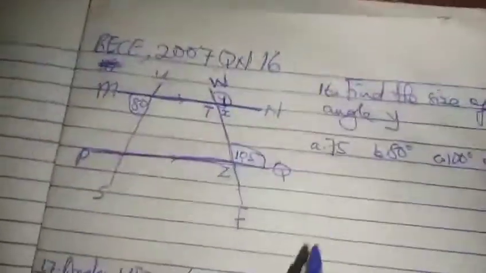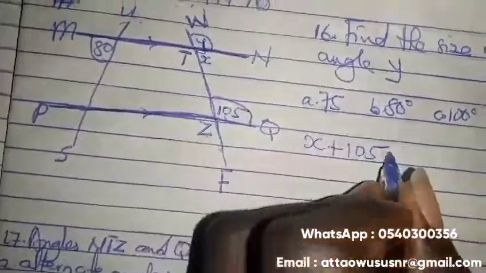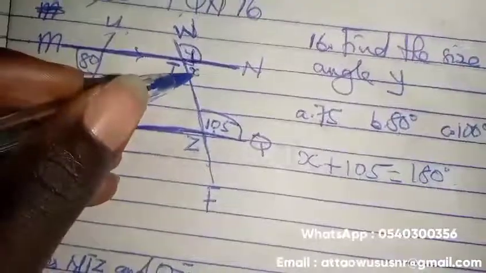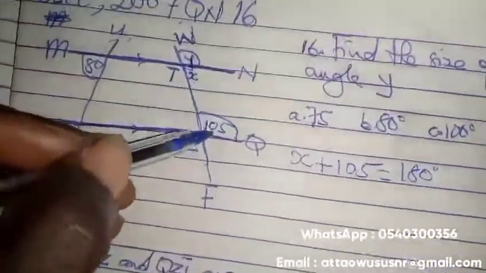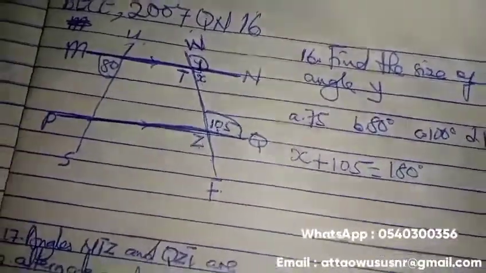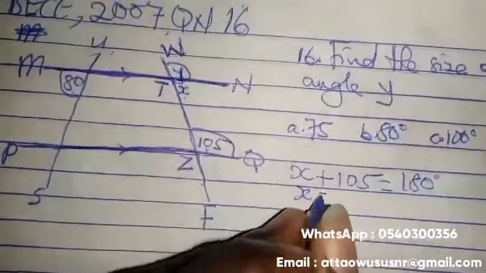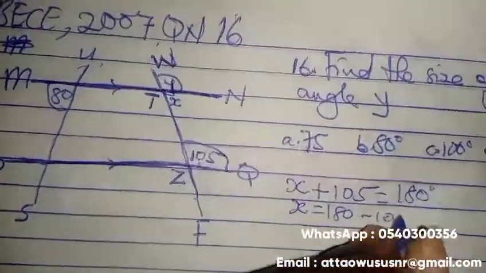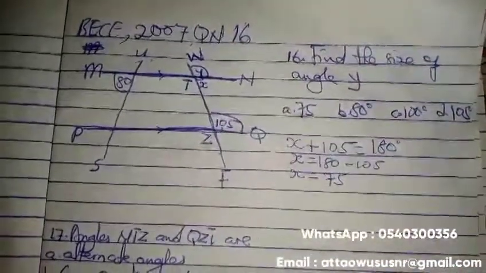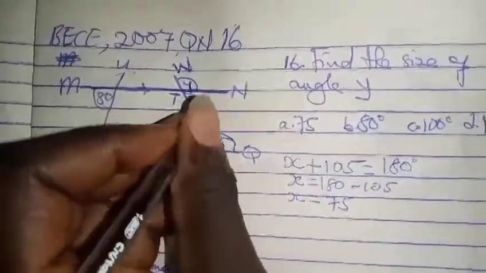Now how do you find X? We know that X plus 105 is equal to 180. So this is also called supplementary angles. They are also called supplementary angles, that is, they sum up to 180. So how do you get our X? We say X is equal to 180 minus 105. So our X is equal to 75. So we are putting 75 here.